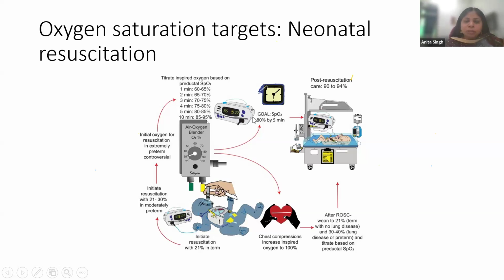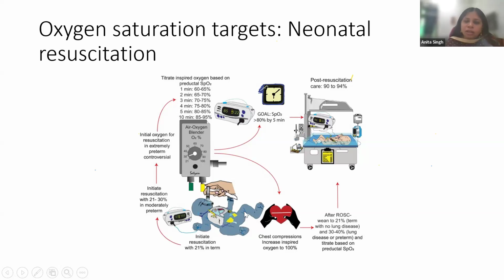You should have a pulse oximeter attached to the right wrist of the baby. You should have a blender. You should start your resuscitation by adjusting a flow up to 10 liters and FiO2 of 21% for babies who are term, but 21 to 30% if the baby is less than 35 weeks of gestation. So initial resuscitation with 21 to 30% for the moderate preterm, while 21% in case of term delivery. If we have to do CPR during resuscitation, you have to change the FiO2 to 100%.